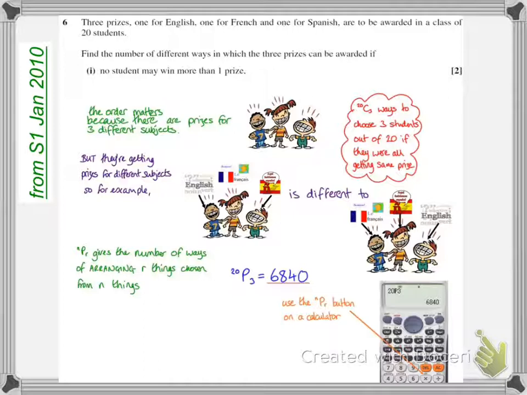Now, one other way of looking at this, which is actually quite helpful, is to think about allocating the prizes as we go along. So we've got the 3 prizes. We could choose any of the 20 students to get the English prize, but once that's been allocated, then that student cannot also get the French prize, so there are only 19 students left to choose from. And similarly, then we've only got 18 students left to choose from for who gets the Spanish prize. And 20 multiplied by 19 multiplied by 18 gives us exactly the same result as before.